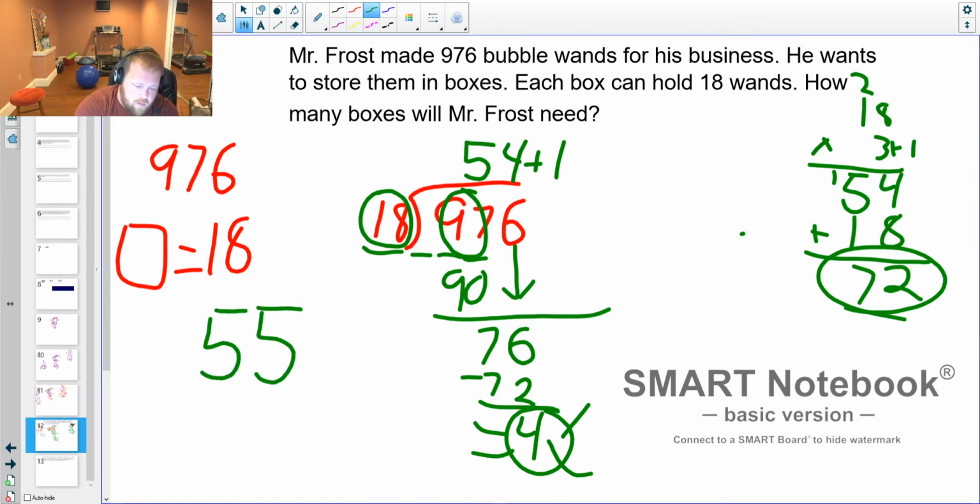55 boxes. Did you get 55 boxes? I hope so.